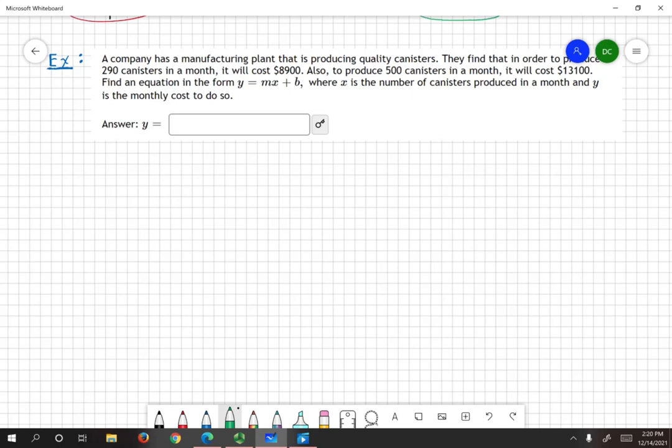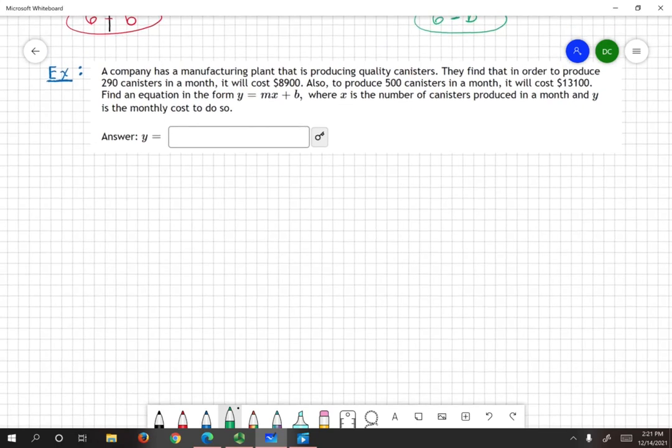All right, let's talk about this. A company has a manufacturing plant that's producing quality canisters. They find that in order to produce 290 canisters in a month, it'll cost $8,900. To produce 500 canisters in a month, it'll cost $13,100. Write an equation in slope-intercept form where x is the number of canisters and y is the monthly cost.